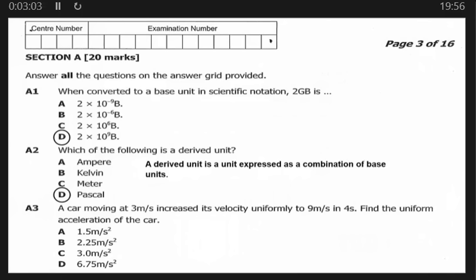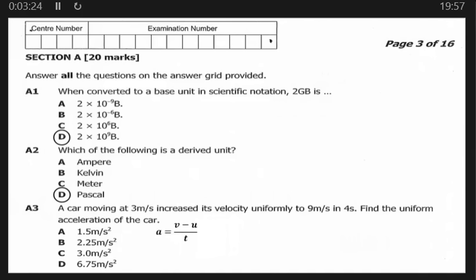Question 3 reads: a car moving at 3 meters per second increased its velocity uniformly to 9 meters per second in 4 seconds. Find the uniform acceleration of the car. To answer this question, you need to know the formula for calculating acceleration, which is a = (v minus u) over t. Here v represents the final velocity, u represents the initial velocity, t represents the time, and a represents acceleration.